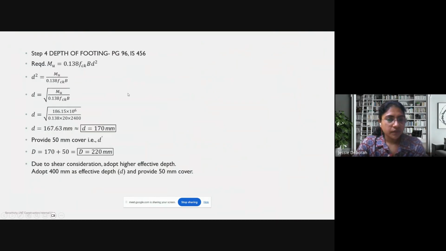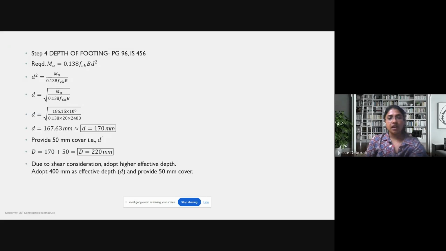Okay, fck is 20 because it is M20. We'll substitute Mu, which we have already found out to be 186.15. So d is also done.